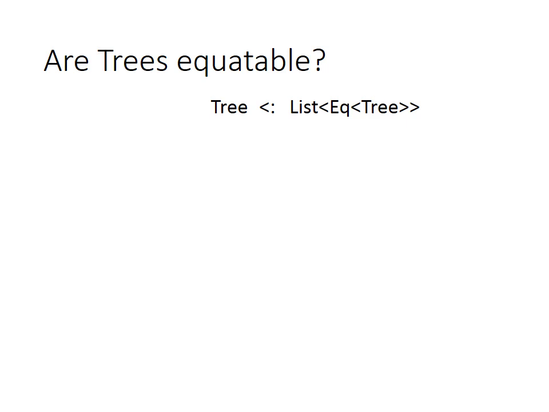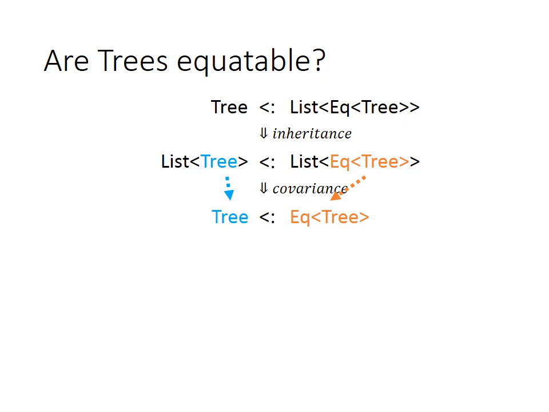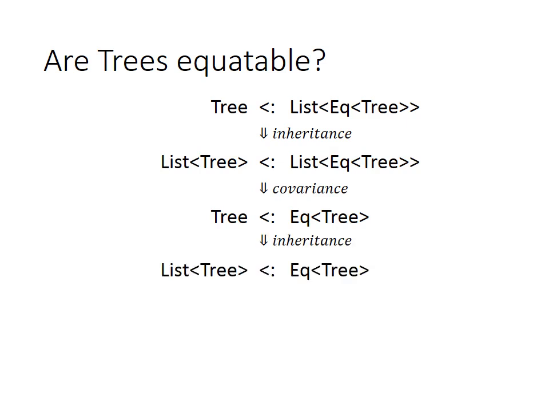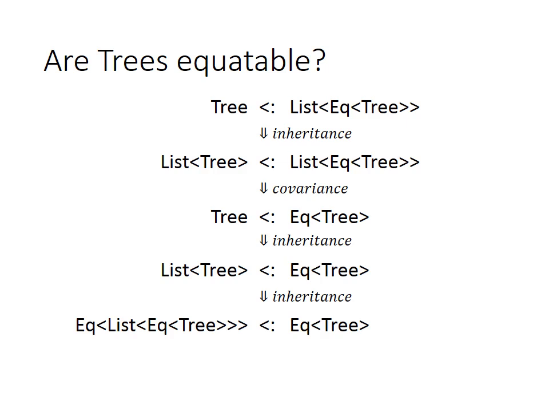So let's do that. First, we apply inheritance to express t in terms of list of tree. Now we have two lists, so we can apply covariance to recurse on the type arguments. Next, we need to check whether tree is a subtype of EQ of tree. Therefore, we need two inheritance steps to go via list to EQ of something.